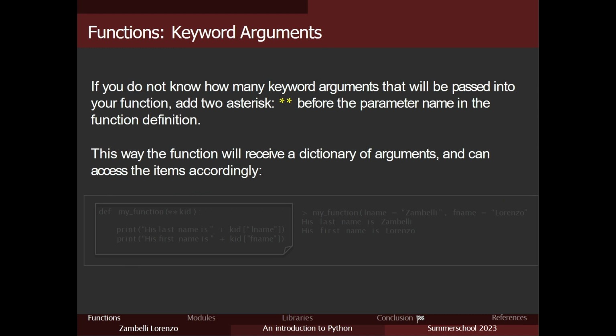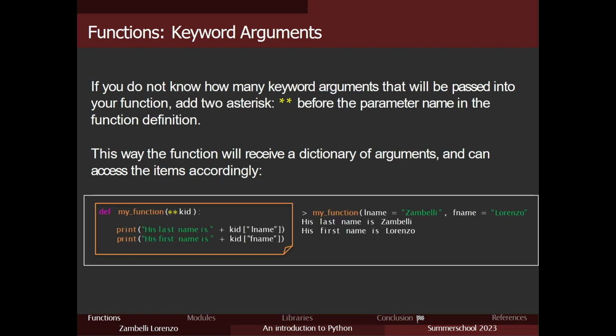Okay. Sometimes you don't know how many keyword arguments will be passed to your function. So you add a double asterisk next to the parameter's name. Let's look at the following example. Let's define my function with double asterisk kid. Then print the last name, because let's assume kid is a dictionary, and let's call the key l name for last name.